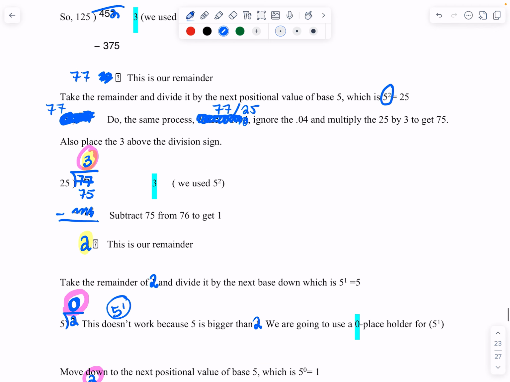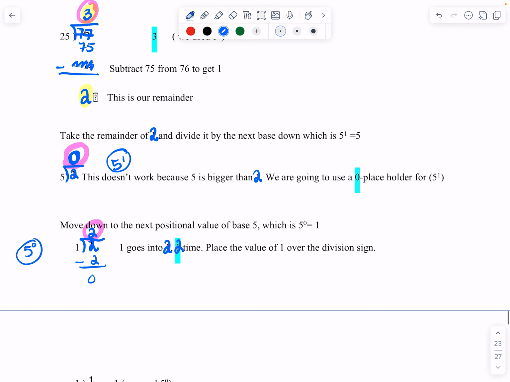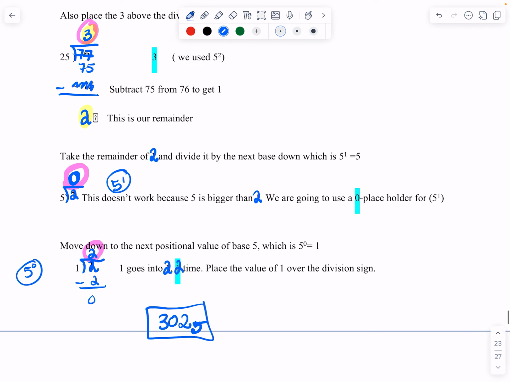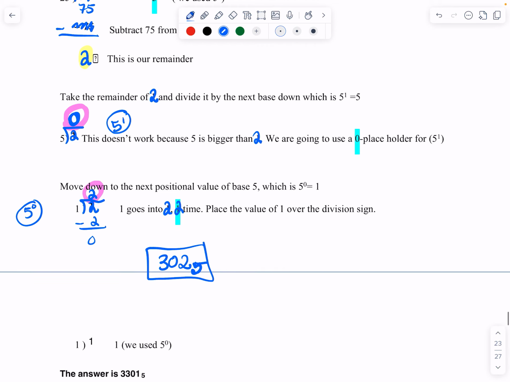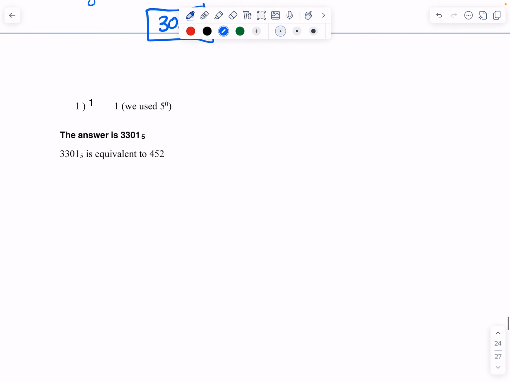So what's the answer? The answer is 302, and then I need base 5. So I have to have that subscript in my answer, okay? So again, I'm interested in what number goes into that, and I'm also interested in the remainder. So let's try another one.